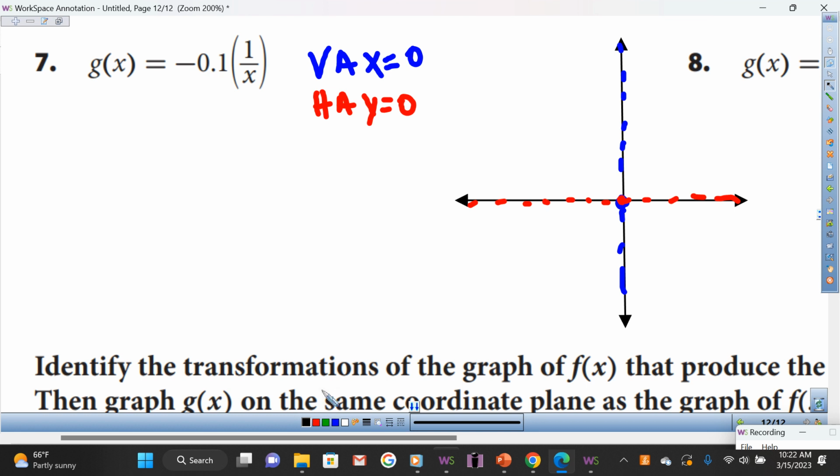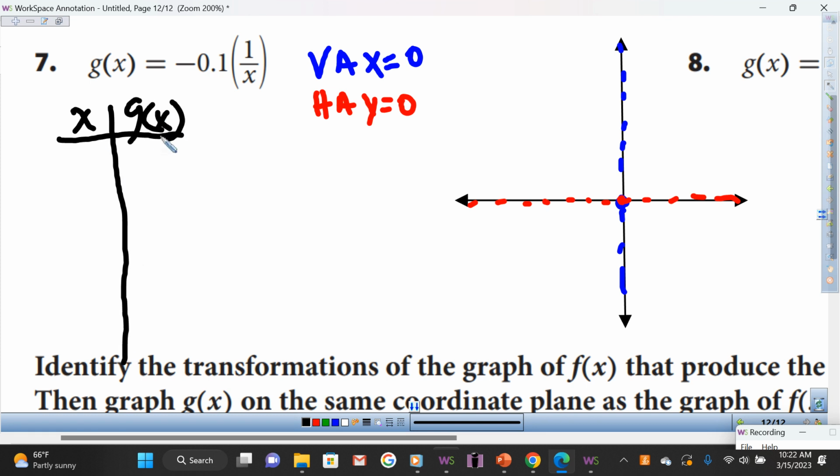What do we do next, everyone? Table. What values do I use for X? Tell your neighbor before Jaden shares and why you're using those values. All right, go. What is it? -2.